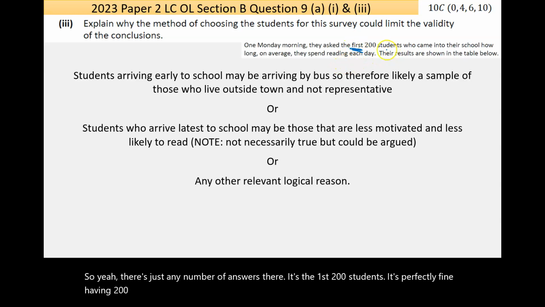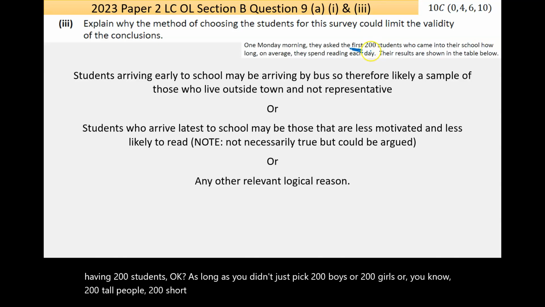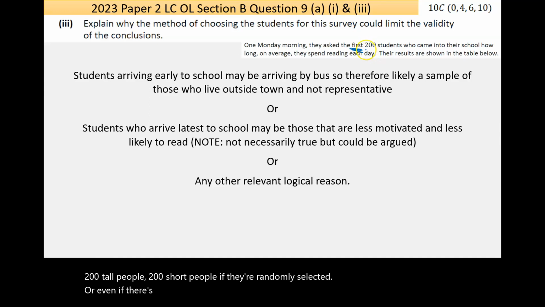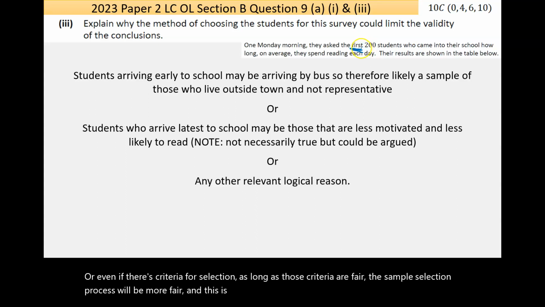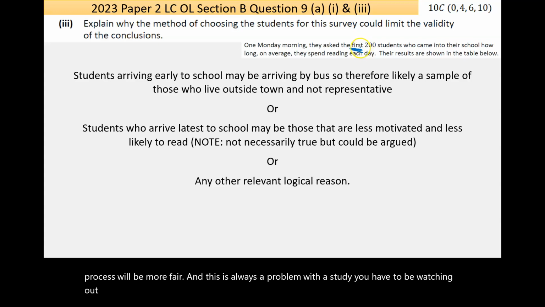Okay, as long as you didn't just pick 200 boys or 200 girls or 200 tall people or 200 short people. If they're randomly selected, or even if there's criteria for selection, as long as those criteria are fair, the sample selection process will be more fair. And this is always a problem with a study you have to be watching out for. Like, what was the sample size?